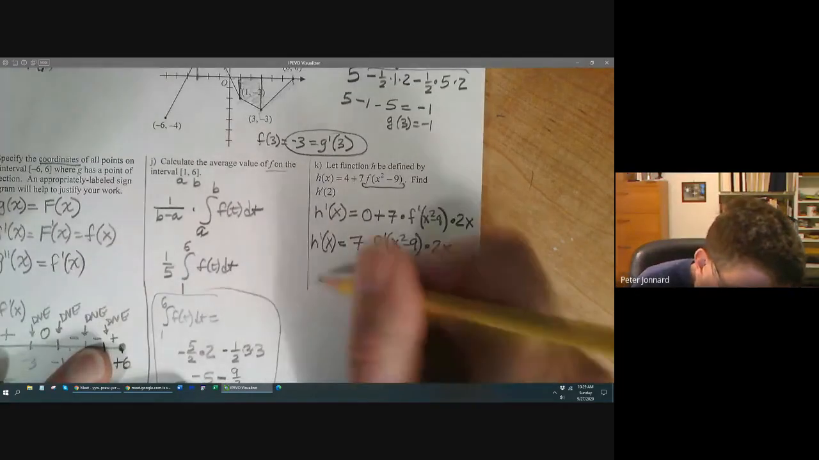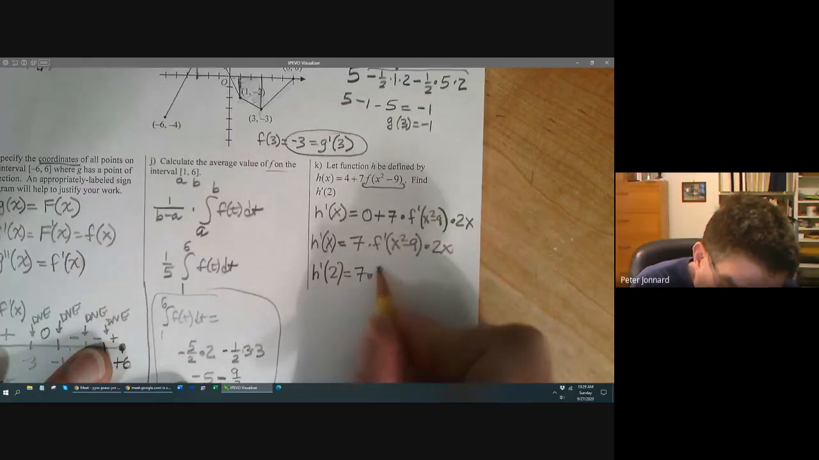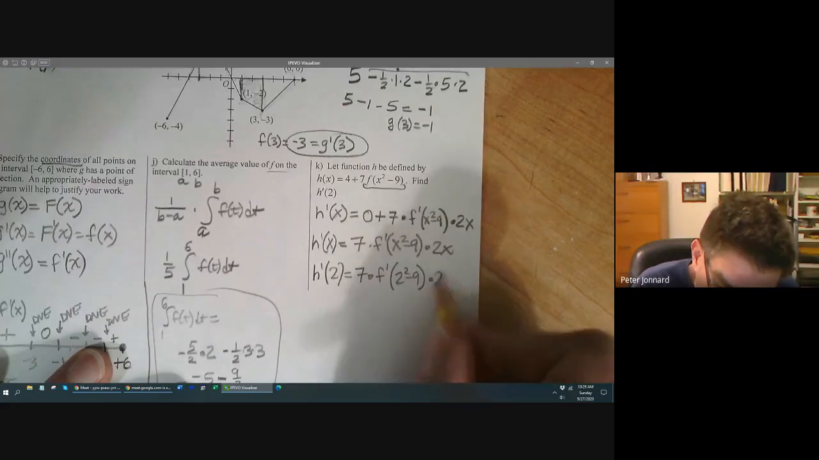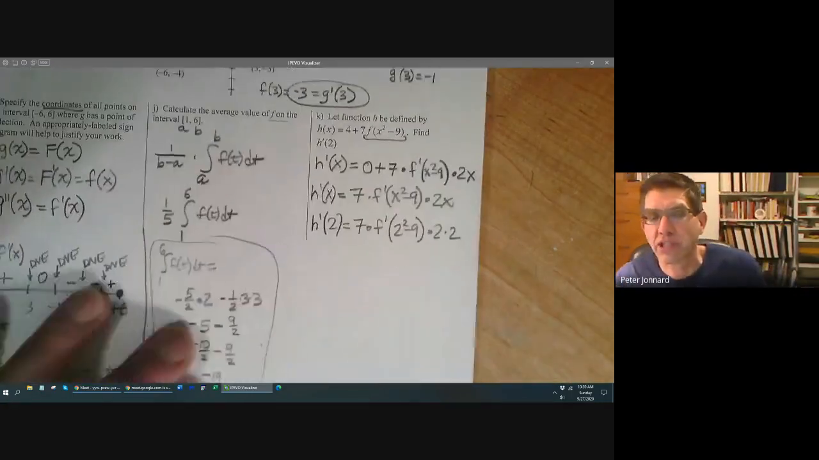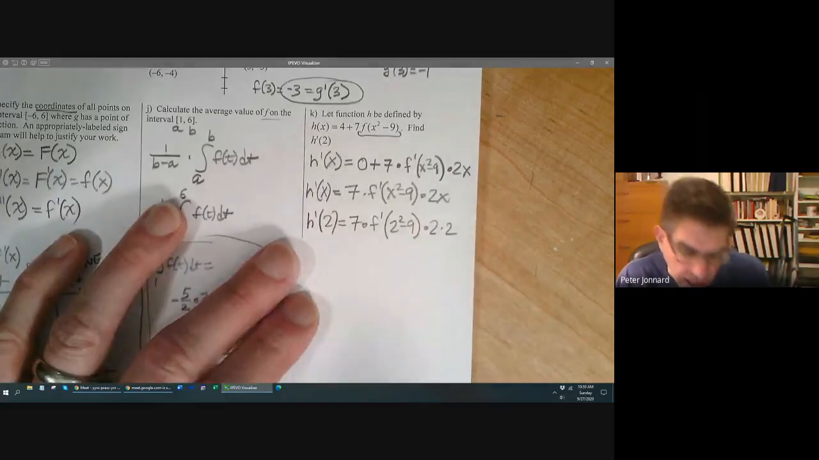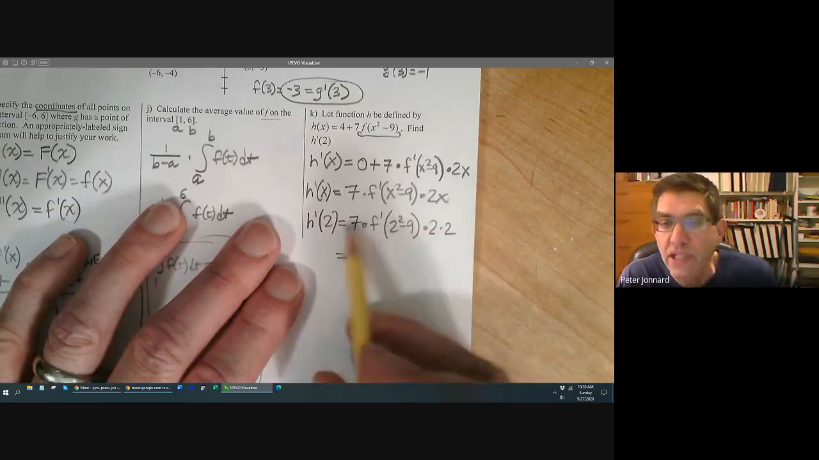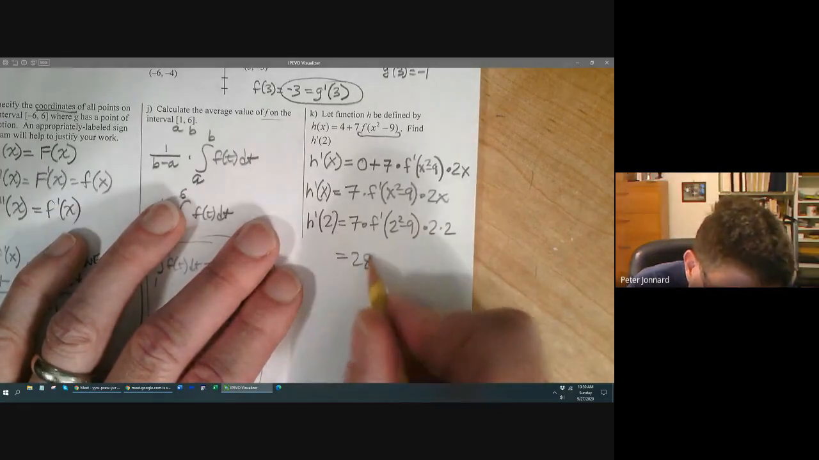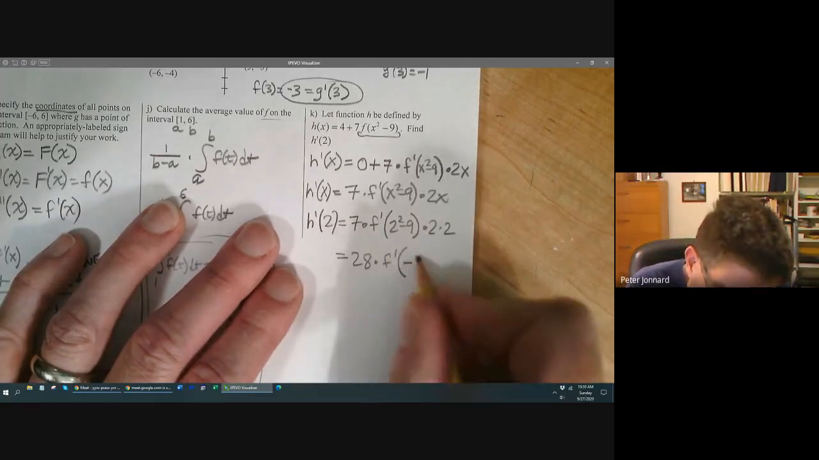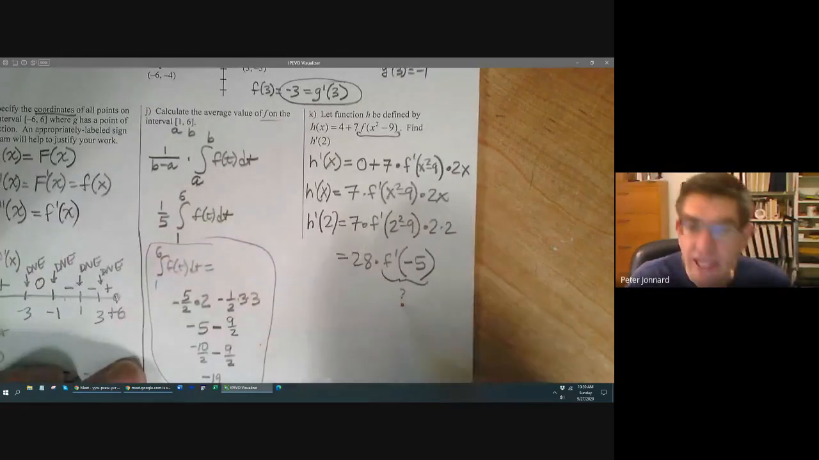So they want h prime of 2. Well, that would equal 7 times f prime of 2 squared minus 9 times 2 times 2. Just like so. Okay, I'm just doing the algebra. I'm replacing x with a 2. Everywhere I see an x, I put a 2. So I end up with, let's see, 2 times 2 is 4 times 7 is 28 times f prime of 4 minus 9, negative 5. So now I have to figure out, well, what's f prime of negative 5?